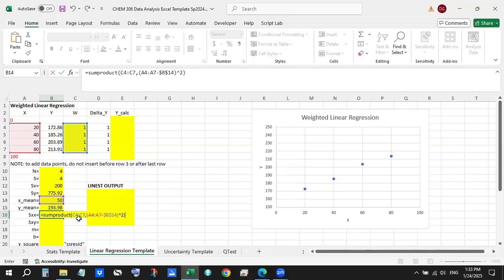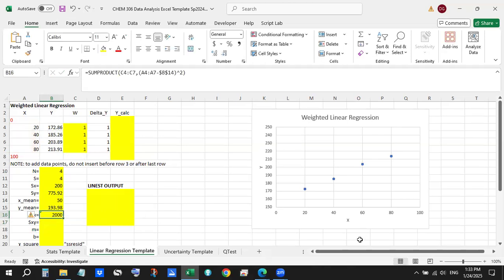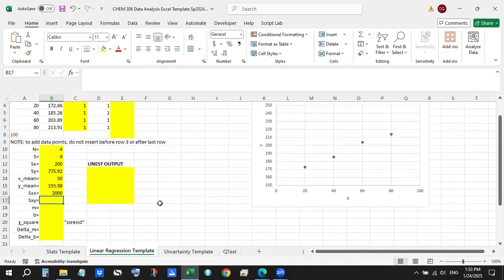Okay, so C4 to C7 are the weights. A4 to A7 minus B14, that's X minus X bar, X minus X mean, and then that is squared. And you should get 2000 there. Ignore the error. Let me know if you're having trouble.